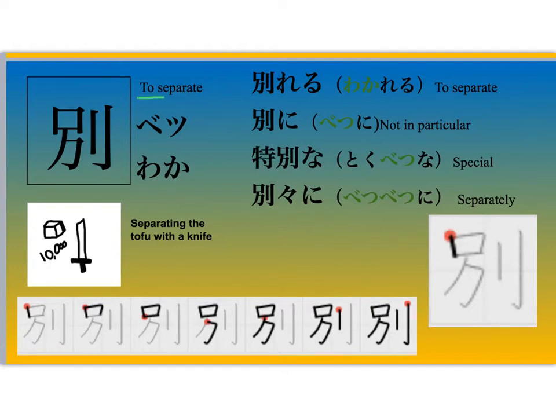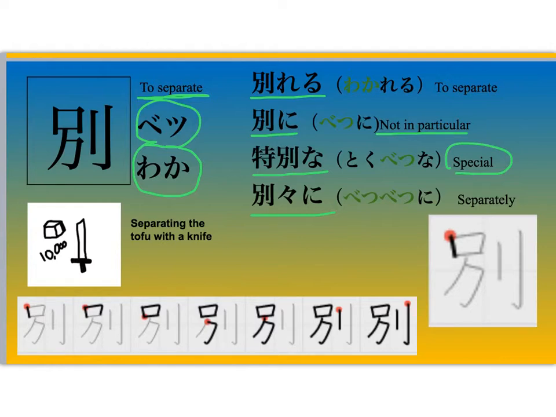This kanji means to separate, but we also learned it as to break up with somebody. It's read betsu for the Chinese reading, waka for the Japanese reading. So we find it in wakareru, to separate, but also it's betsuni, which means not in particular or not particularly. Also, you can find it in tokubetsu, which means special. Also, betsu betsuni, like if you went to a restaurant and you wanted to pay separately, you'd say, betsu betsu ni haraimasu. We're going to pay separately.